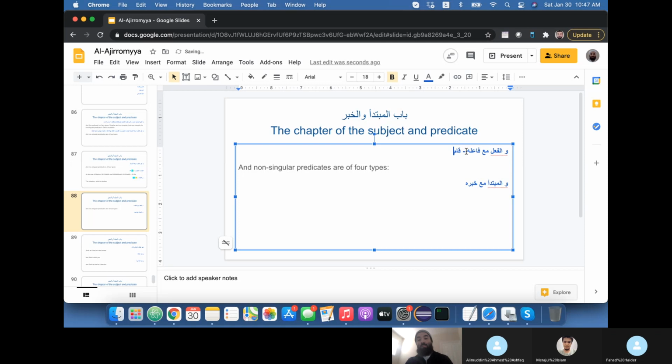قام or أكرم صديقه. He was generous to his friend. He showed generosity to his friend. الفعل مع فاعله أكرم صديقه. And non-singular predicates are all four. Okay. I need to change this translation because I think it was just a copy paste.